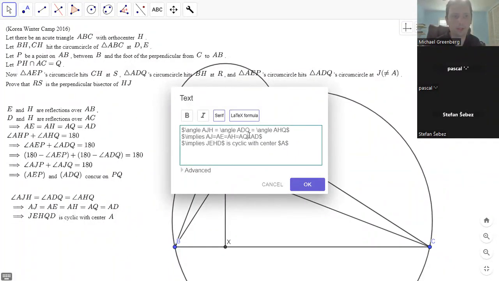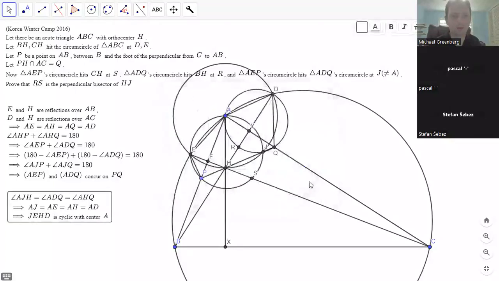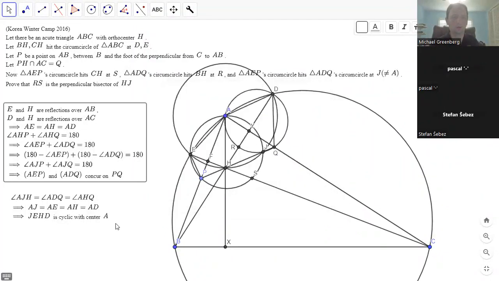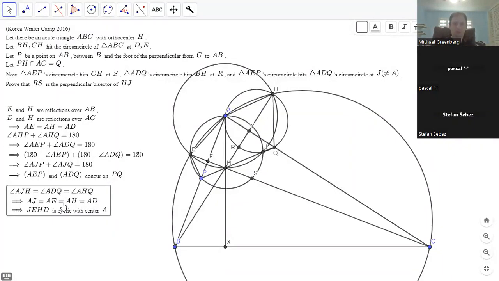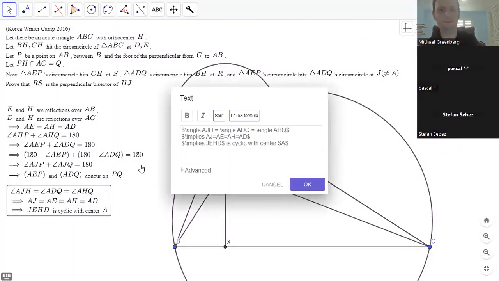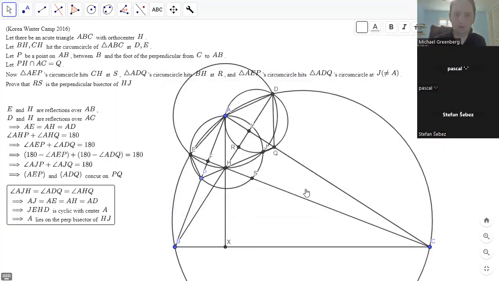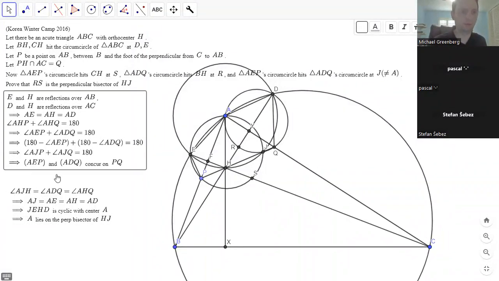I think I've got to get rid of AQ here and here. And once we have this, A lies on the bisector of HJ. And then I'll show that R lies on it, and then the same argument shows that S lies on it. So RS is the perpendicular bisector.